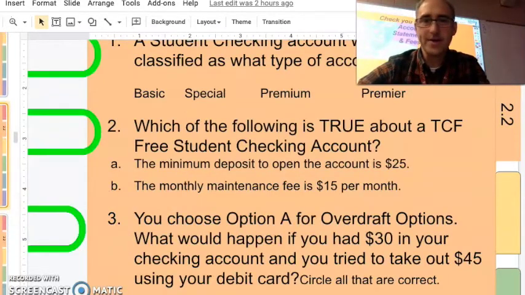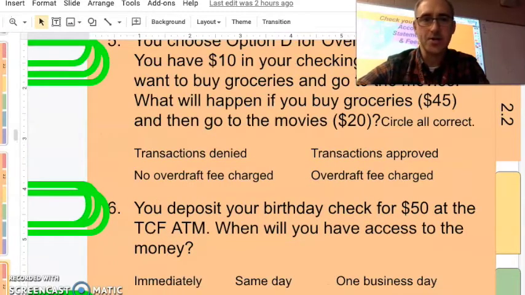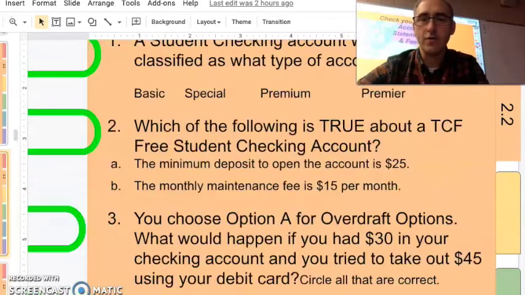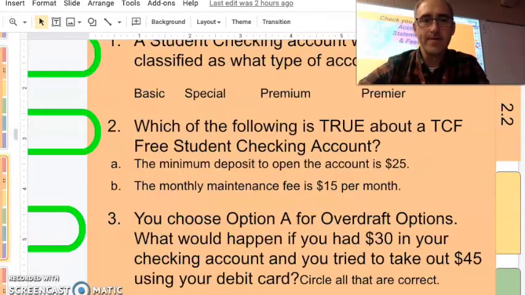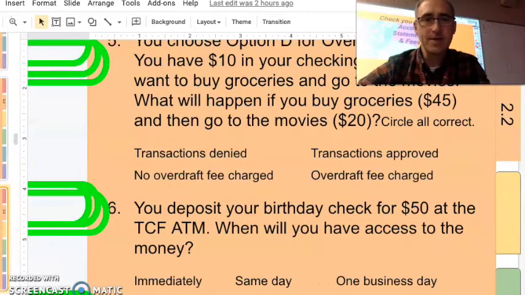it on the next 2 slides, like yesterday's, where you move the green ovals onto your answers. Please be aware that there may be more ovals than there are answers. Some of the answers require you to circle or oval all that apply. Again, we may have created more ovals than answers.